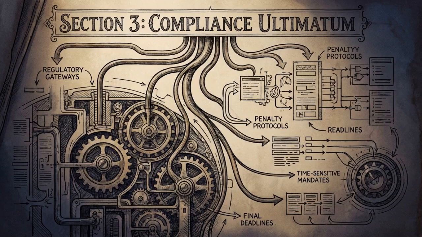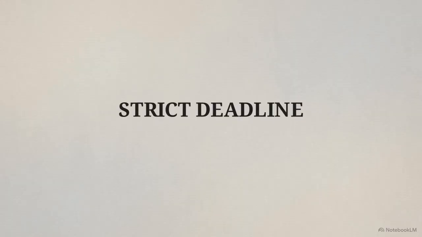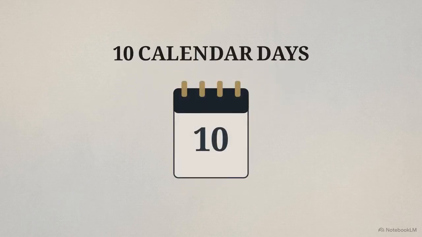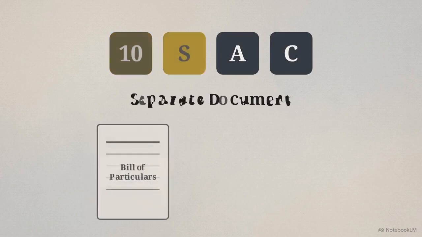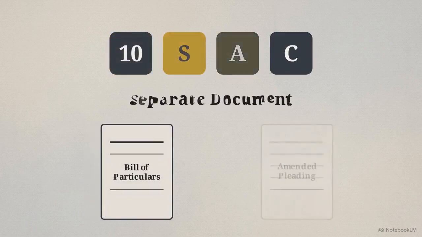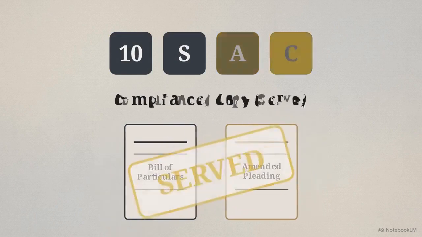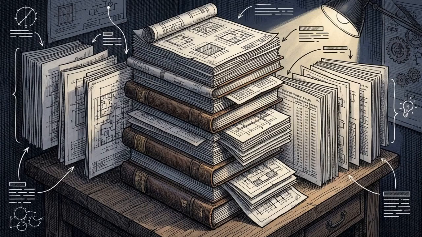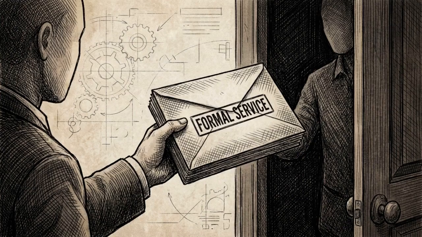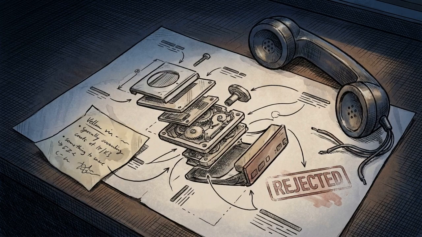If the judge agrees the pleading is vague, we enter Section 3, Compliance with the Order. The erring party faces a strict deadline. Compliance must be effected within 10 calendar days from notice of the order. Using the mnemonic 10ASC, the pleader has 10 days to file either a separate document, the Bill of Particulars, or an amended pleading. This 10-day rule applies unless the court explicitly fixes a different period, based on the complexity of the required details. Compliance also requires execution. The clarifying document must be formally served on the adverse party. An informal letter or oral clarification will not suffice.